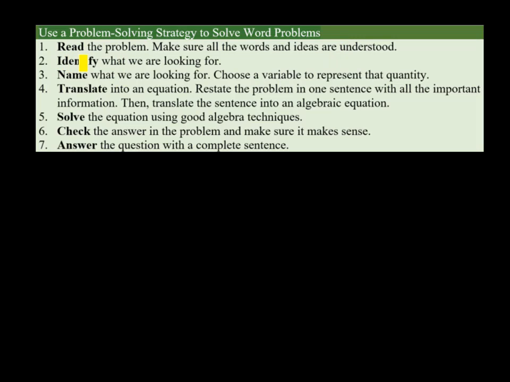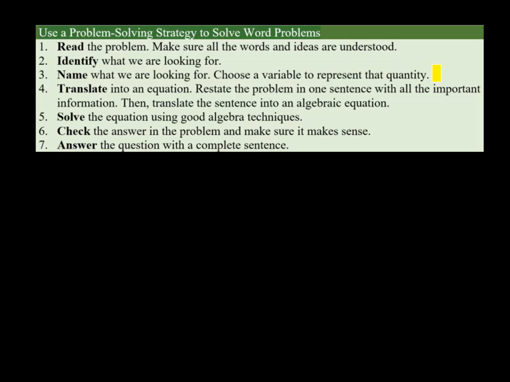The second step is identify what you're looking for. Are you looking for a number? Are you looking for area of a rectangle? Are you looking for the price of an item? So once you have figured out what you're looking for, the next step would be choose a variable that represents that quantity. And this one will come with practice.